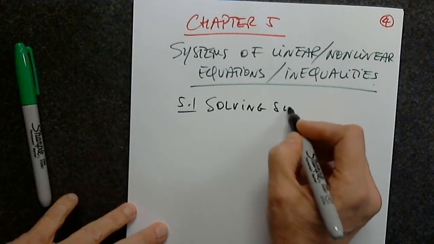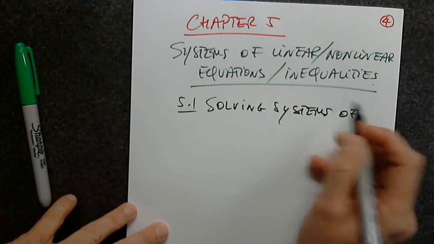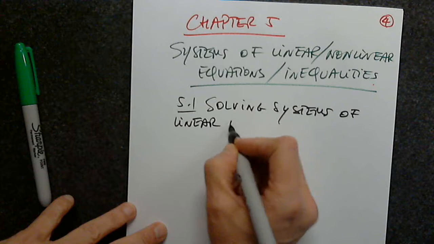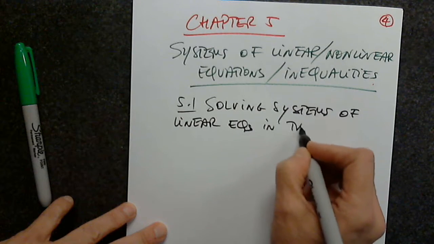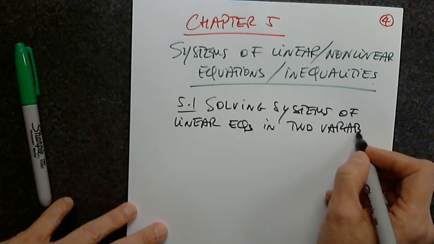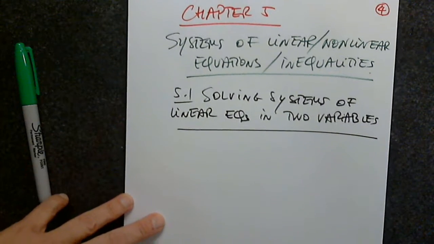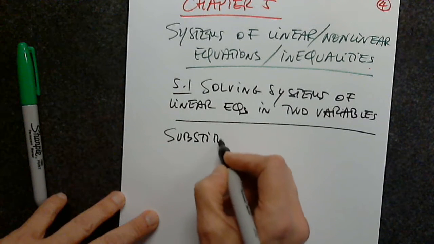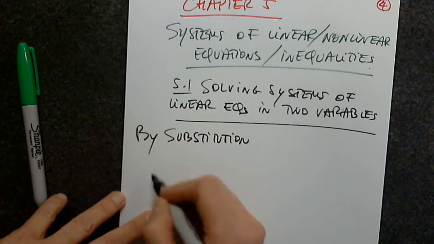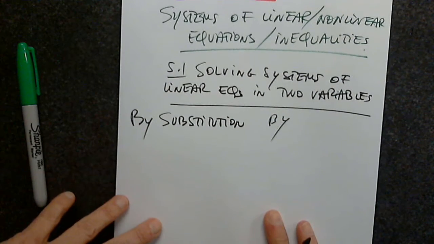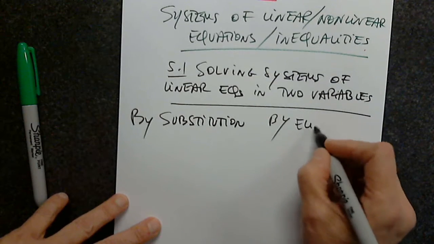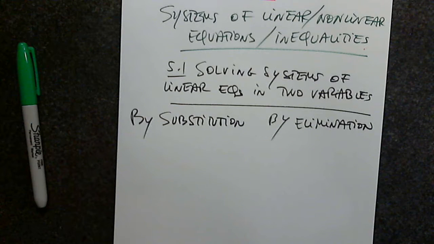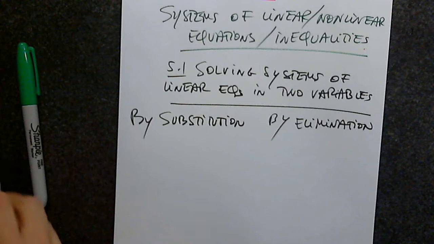Solving systems of linear equations in 2 variables. Anyone remembers the methods? They are substitution, or adding, which is called elimination. Solving systems of linear equations in 2 variables by substitution and elimination.